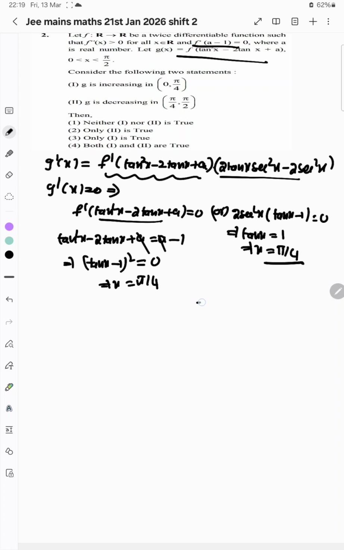Okay. Now let's divide the given interval 0 to pi by 2 into two parts. 0 to pi by 4 is one part, pi by 4 to pi by 2 is the other part. Now we have to check the sign of g dash of x in both intervals. So let's take in between 0 to 45 some 30 degrees and then we can check it. When you take 30 degrees in between 0 and 45, what happened? The second part is obviously negative because tan 30 is 1 by root 3, compared to 1 it is small. So the second part is negative. Now the first part's sign only we have to check. Okay, see now.